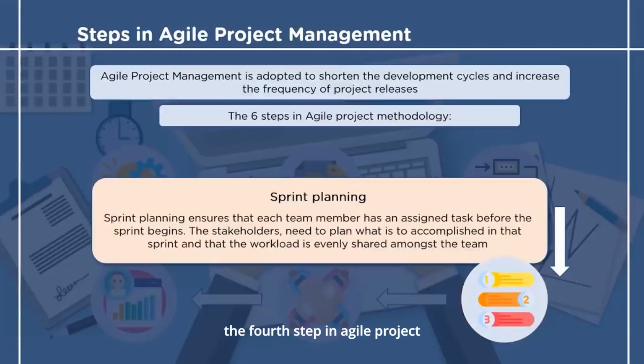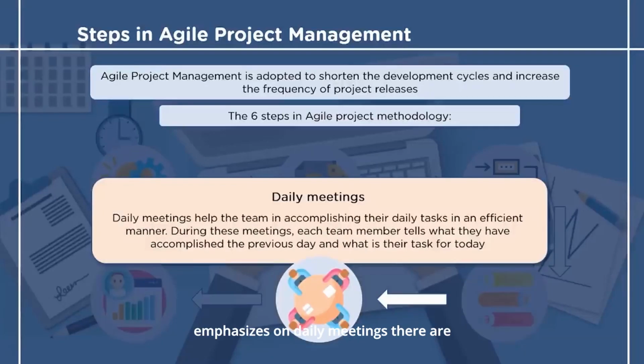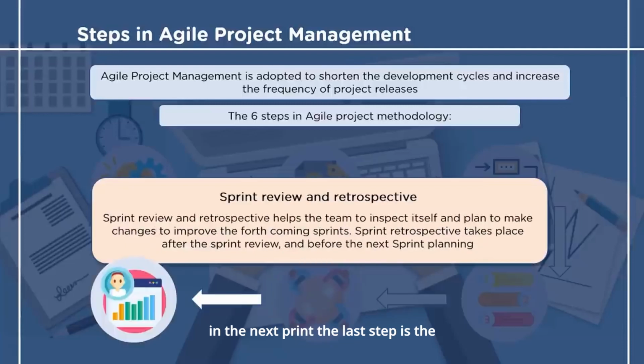The fourth step in Agile project management is sprint planning. The sprints are made keeping in mind what all is to be accomplished in that particular step. At the beginning of each sprint, the goal of that sprint is decided and steps to achieve that goal are taken. The next step in the process emphasizes daily meetings. There are short meetings every day to discuss if the team was able to finish the task for each sprint and check if there are any amendments that are required. Each team member talks about what they achieved in the last sprint and what they are going to work on in the next sprint.